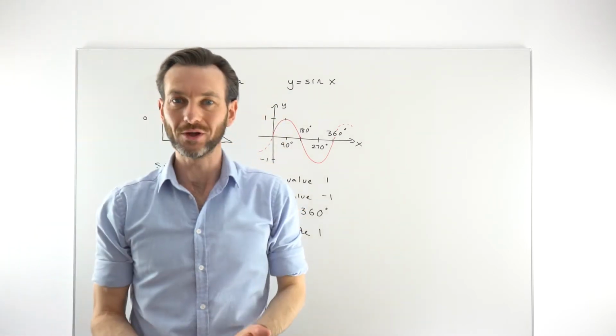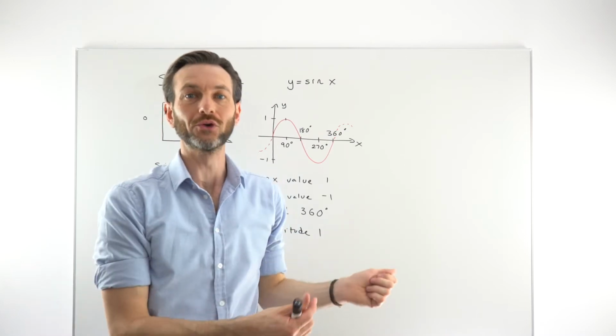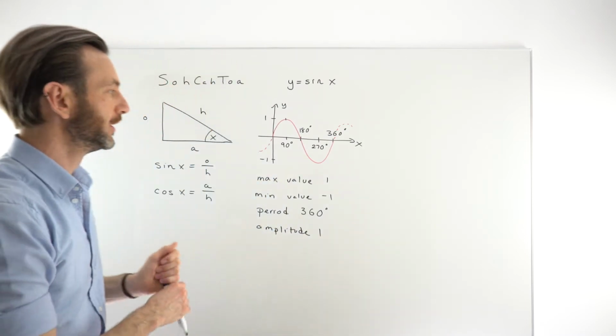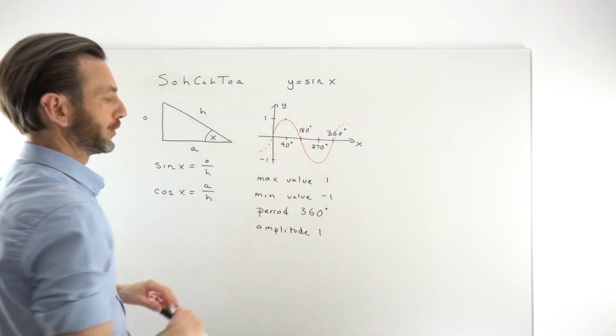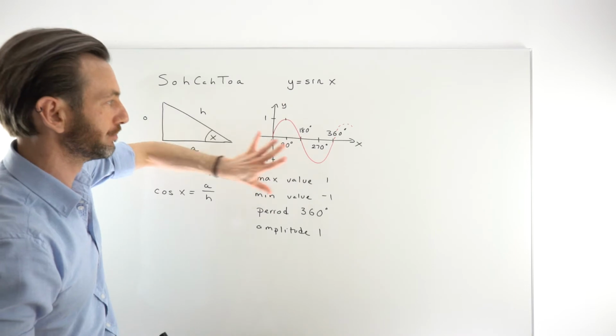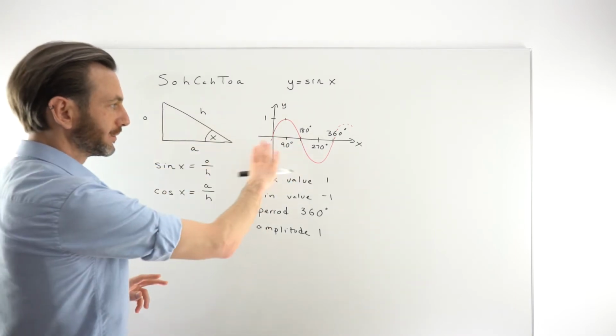Those are called graph transformations, and they come further down the line. I chat about those in the course. They're important actually in trigonometry, but this is really your starting point, just to learn about this basic sine graph. So those are some of the key points.